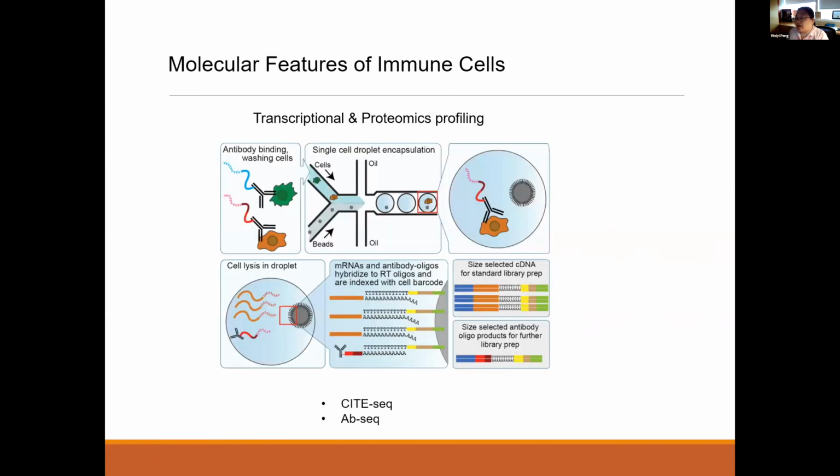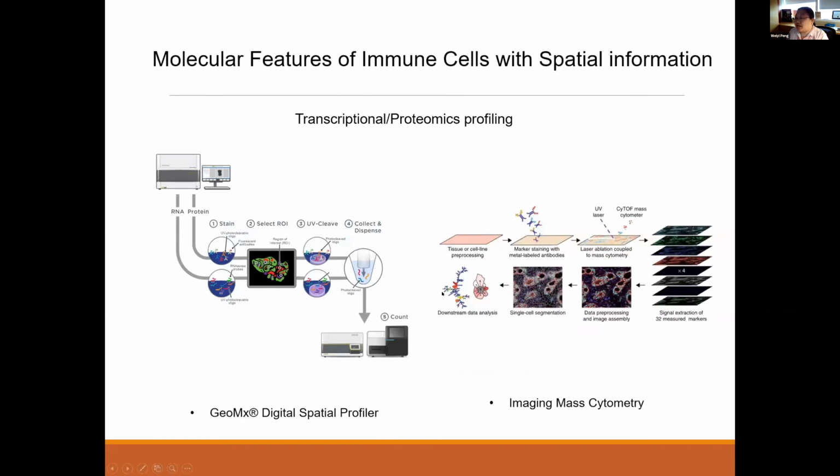We also want to check the molecular features of the immune cells with spatial information, and this largely uses imaging platforms. Currently NanoString provides digital spatial profiling, and we can also use imaging CyTOF to evaluate different proteins or RNA expression on tissue slides.